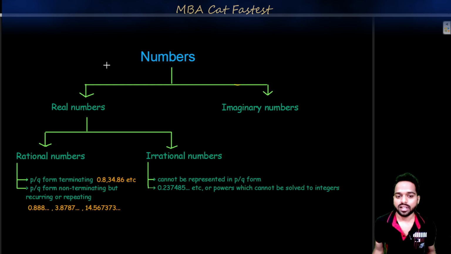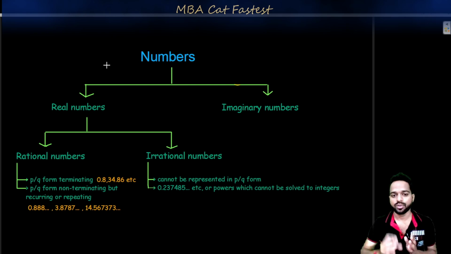Now see, rational numbers are basically the ones which are terminating. Either they do not have a decimal point, which means they are whole numbers, or even if they have a decimal point, they get terminated after a certain value, 2 values, 4 values after the decimal, 14 values, and even if they are not terminating, then they are repeating.